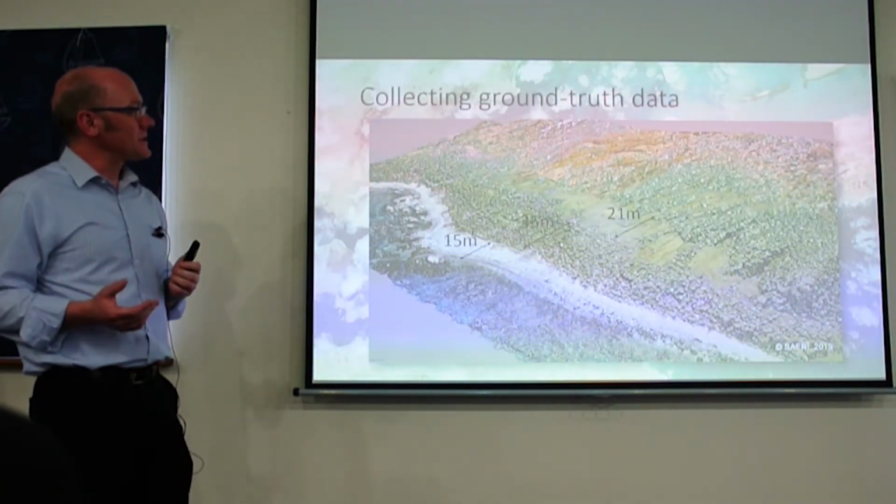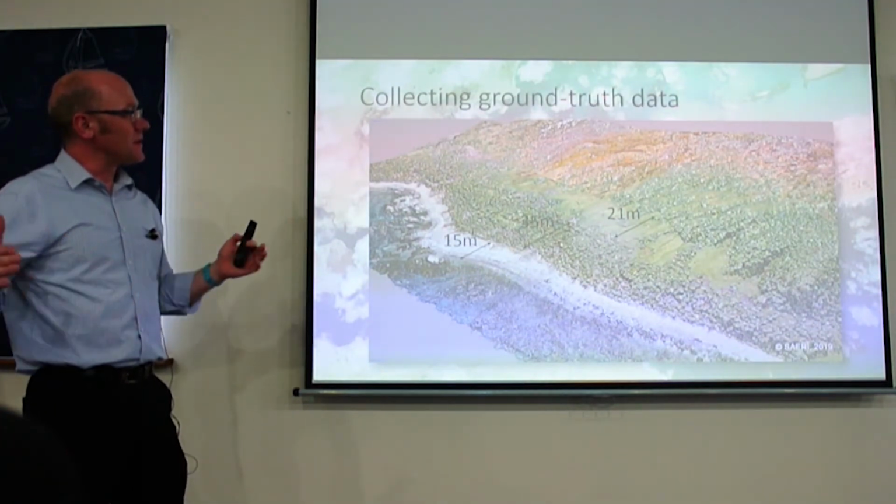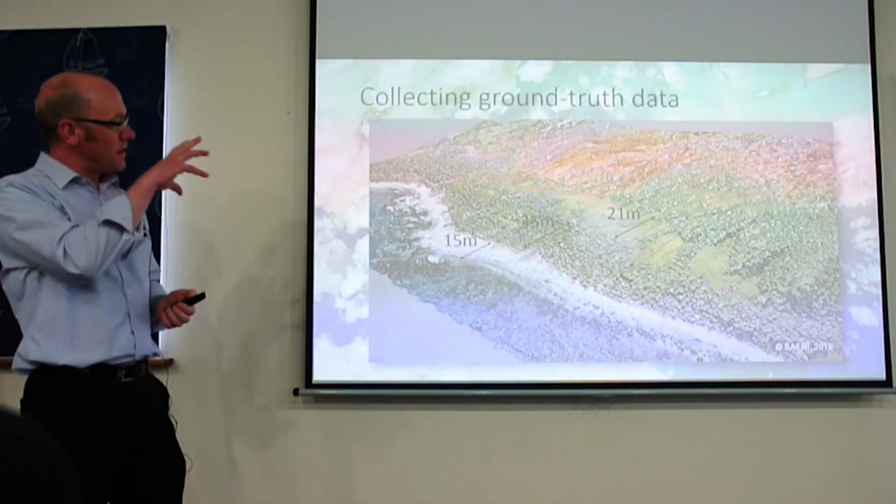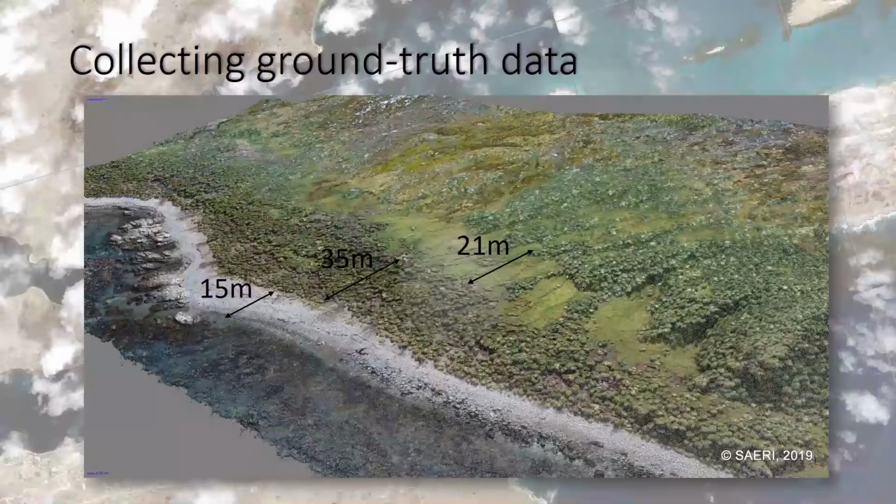We talked a bit about resolution. This is, I guess, a 3D view of Coppin Point in South Georgia. But you can see the range of sizes, the patch sizes of data of habitats that we're dealing with. You've got the foreshore, sort of 15 meters in width. So that's going to fall within, in theory, 1 pixel size for your Sentinel imagery.